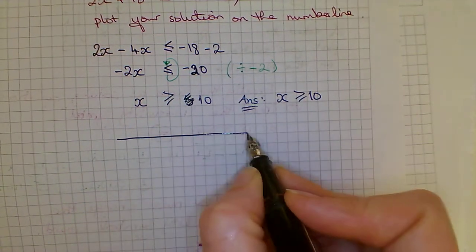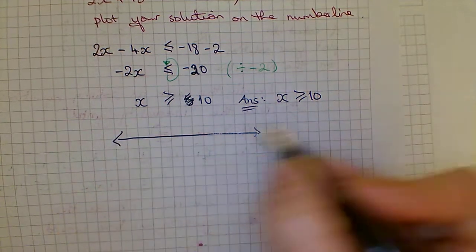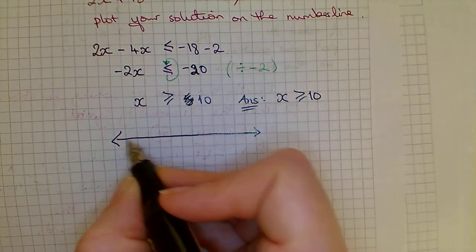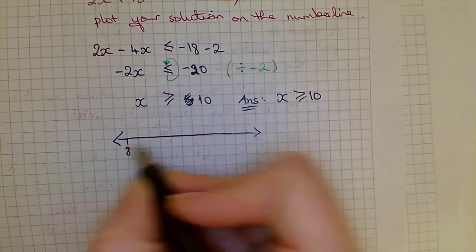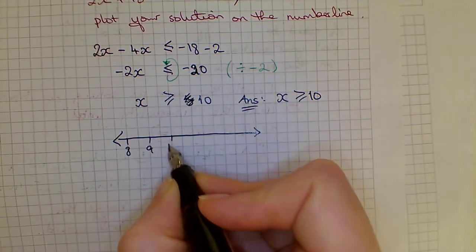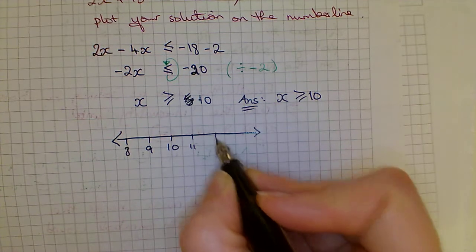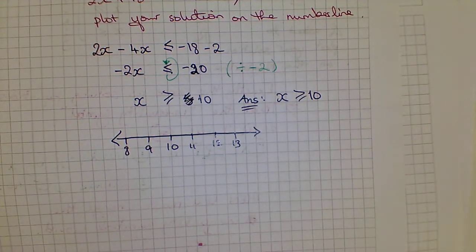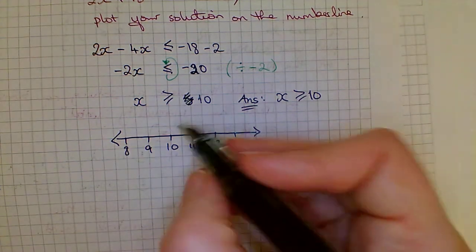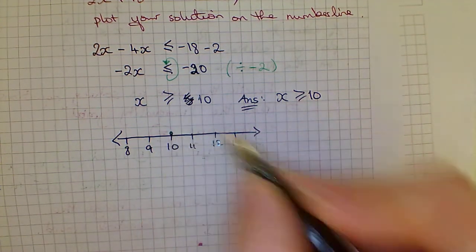They're real numbers, so I'm going to be colouring in the line. And I'm looking for numbers bigger than 10. So bigger than or equal to 10. So we might have 8, 9, 10, 11, 12, 13. And my solution set, can I be equal to 10? I can. So I do a little coloured in dot there.